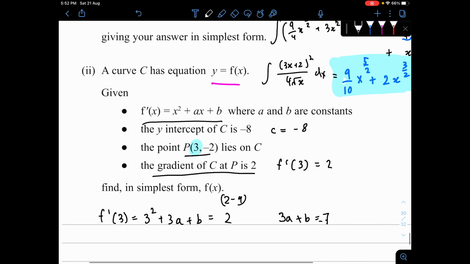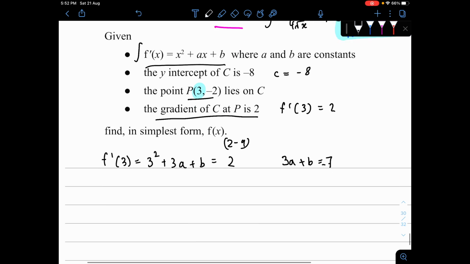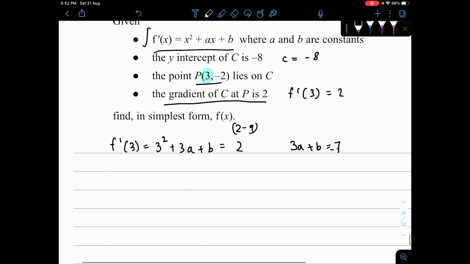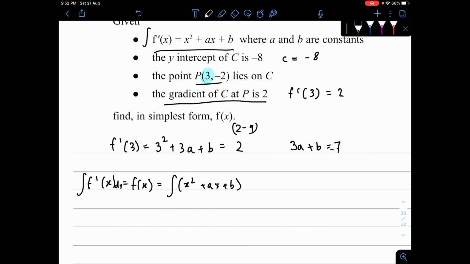What else? We can integrate this, right? So to get to where we want, let's integrate that. If we integrate f, differential dx, we should get f of x, right? So we have to integrate x squared plus ax plus b dx.